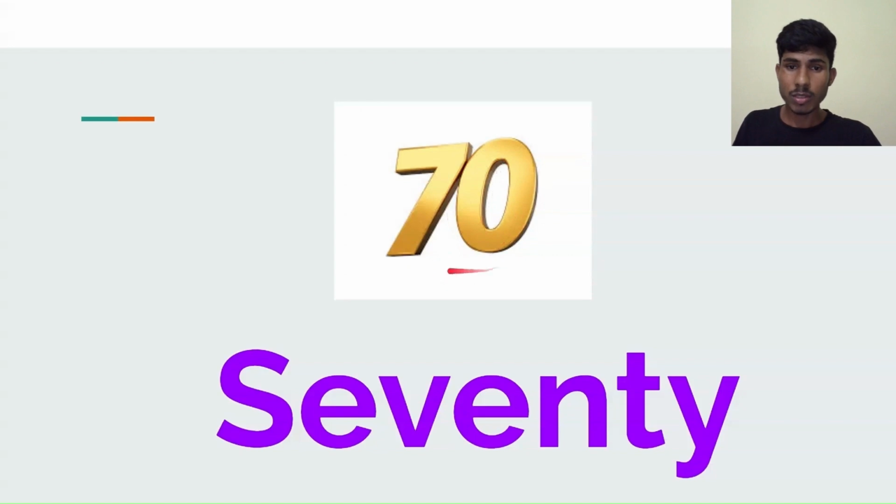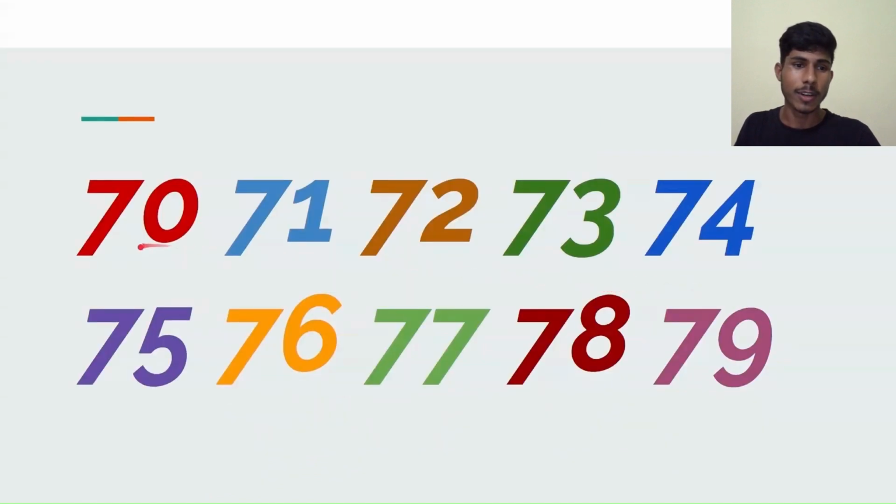Now we just change this right number from 0 to 9. So we will get from 70 to 79. This is 70, and the next numbers after 70 are 71, that is 71. This is 72, called 72. And this is 73, that is 73.